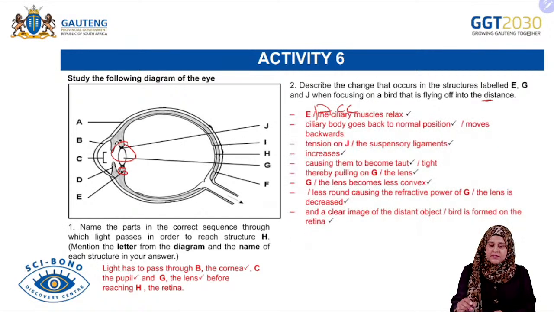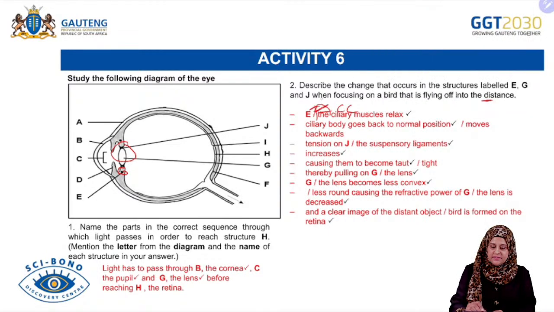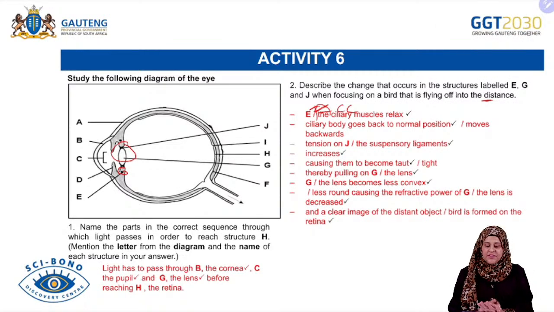The ciliary muscles relax, right? The ciliary body goes back to the normal position or moves backwards. There's tension on J, and that is the suspensory ligaments, and the tension increases, causing them to become taut or tight, pulling on the lens, right? The lens becomes less convex.